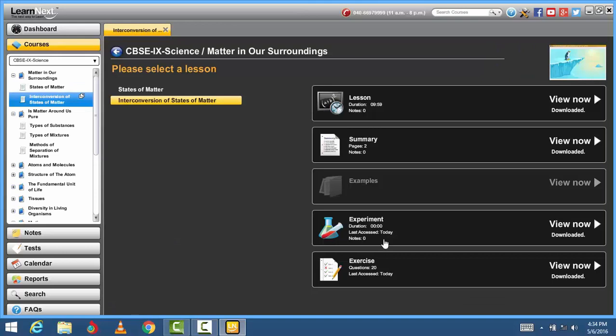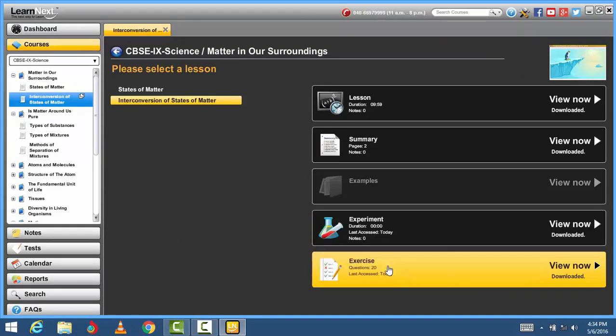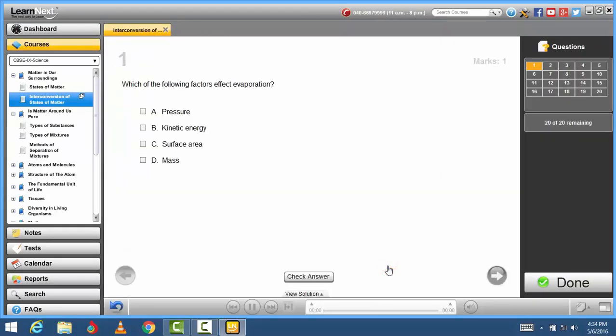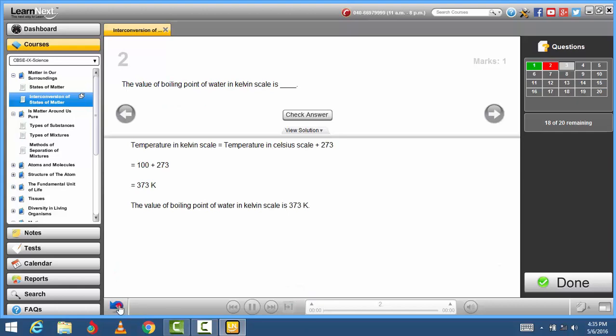After the experiment, there will be an exercise like math. 20 questions are there. This is the first question. These are the options. You will choose the option and click for next. If the answer is right, the question number will turn green. If the answer is wrong, it will turn red. Suppose you made a mistake or don't know the answer, the solution will be there. Again, with completion of this, the lesson will be over.